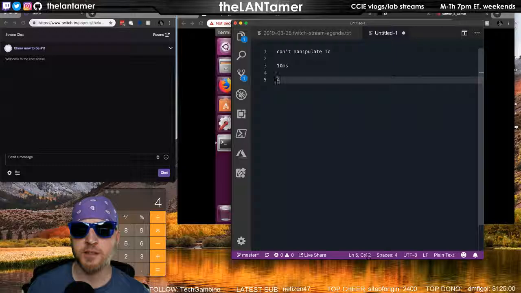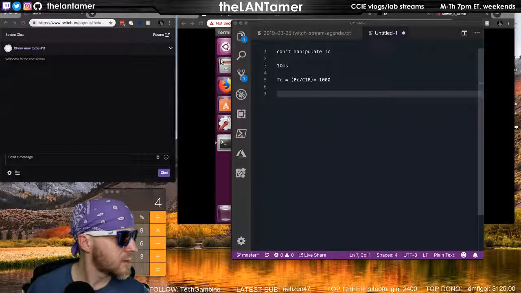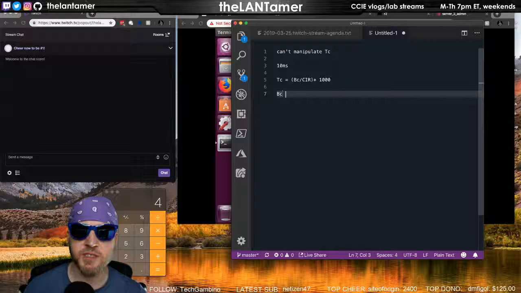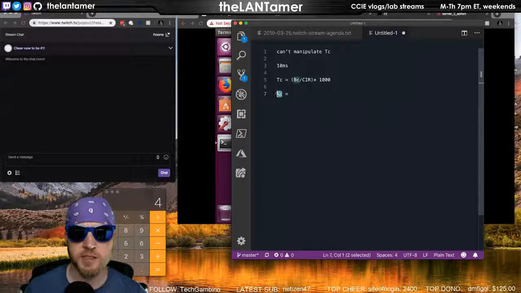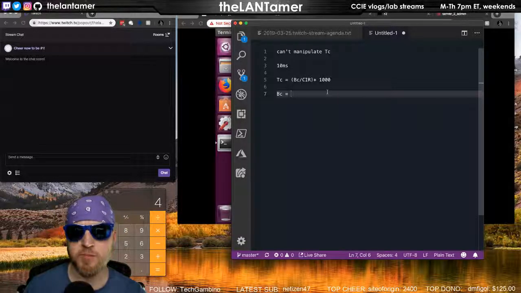Interesting. Okay, so it is at 4. So if we want 10, because the formula is TC equals BC divided by CIR times 1,000, and we can set the BC... Interesting. So here it's saying, use the BC formula. BC equals, because this is what we want to calculate for. That's true. So BC is going to equal... we're still using 1 megabit per second. And we want the BC, or, well, the BC equals TC times CIR, right?